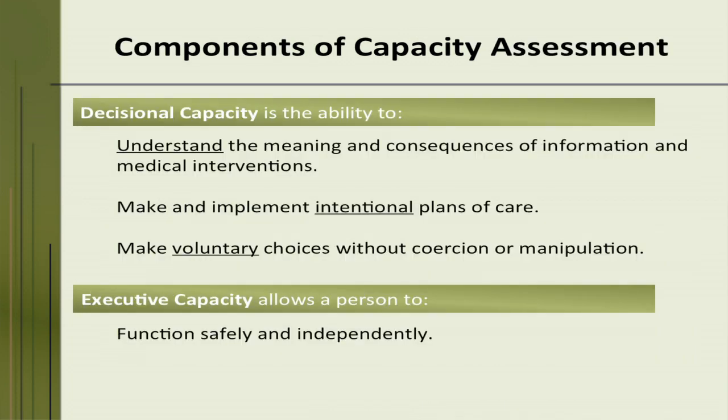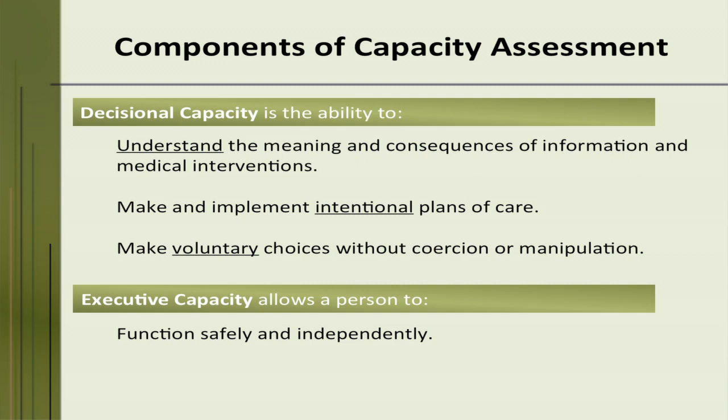But then there's this idea of decision-making capacity, or decisional capacity. This is the ability to understand the meaning and consequences of information and medical interventions. What this means is to make and implement intentional plans of care, and make voluntary choices without coercion or manipulation. Then there's executive capacity, which also allows a person to function safely and independently in the community. And this is a very important piece of capacity.